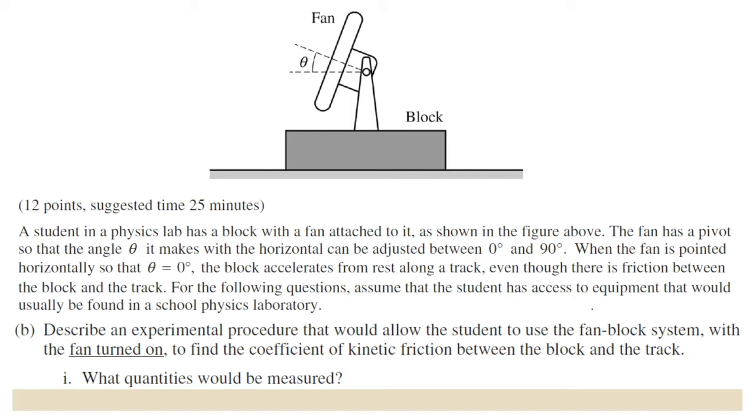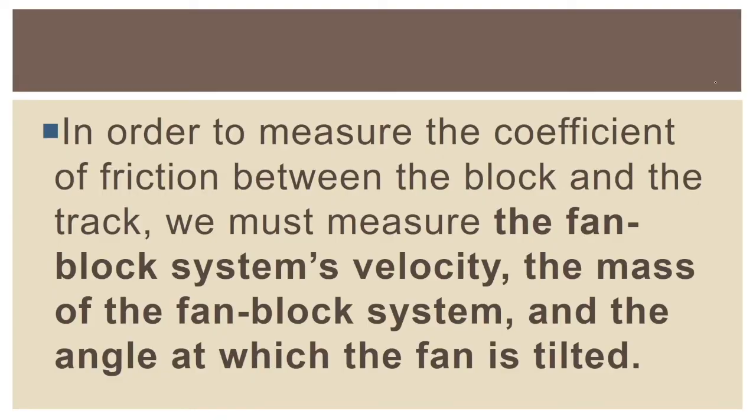Now you got to measure the coefficient of friction. So in order to measure the coefficient of friction here, you got to think, well, what's in the friction force equation? Remember, the equation is key for an experimental design. You got the friction force equals the coefficient of friction times the normal force. Again, the first 3 parts of this are scored together, so I'm just going to zip through it. In order to measure the coefficient of friction between the block and the track, we must measure the fan block system's velocity, the mass of the fan block system, and the angle at which the fan is tilted. The velocity, the mass, and the angle.